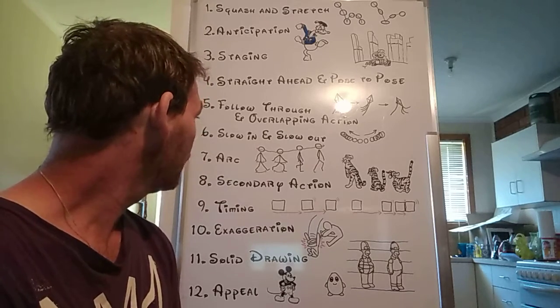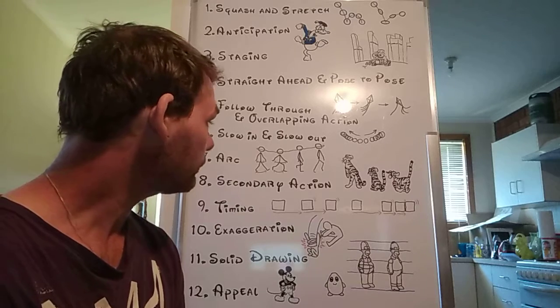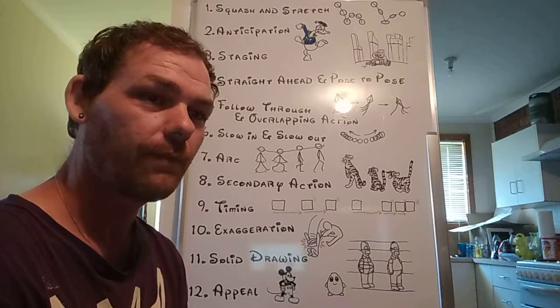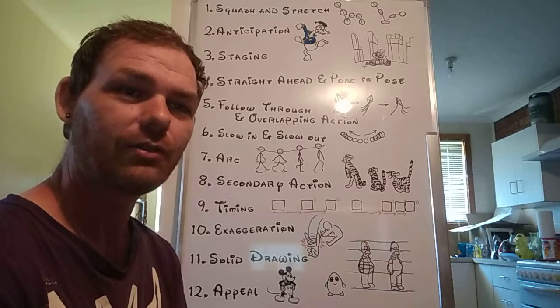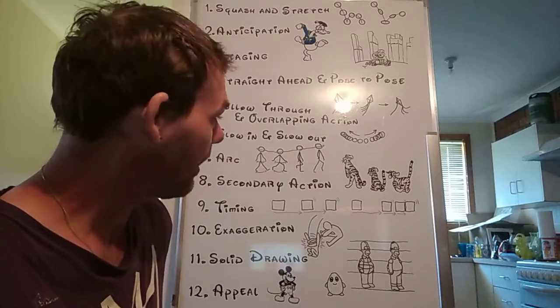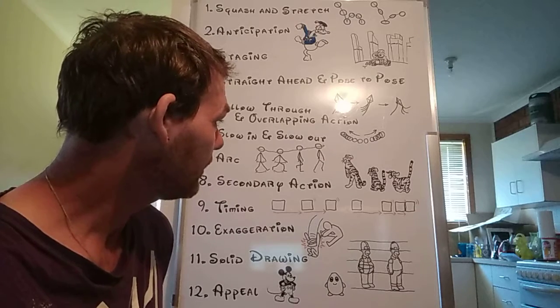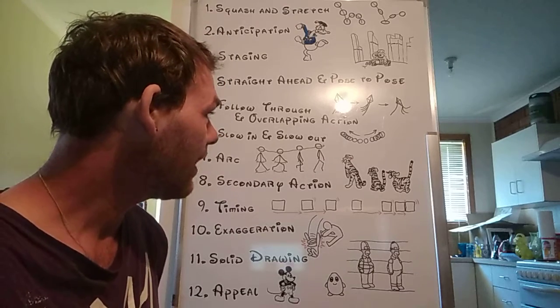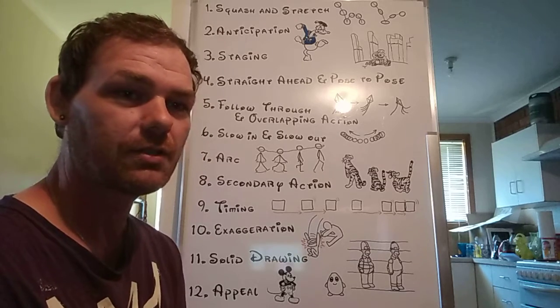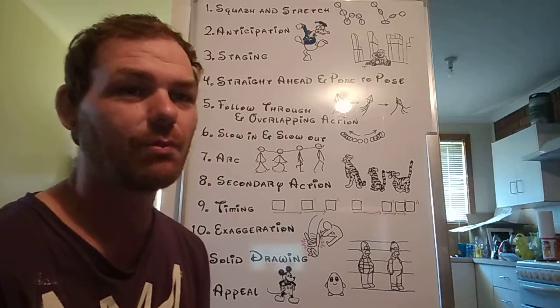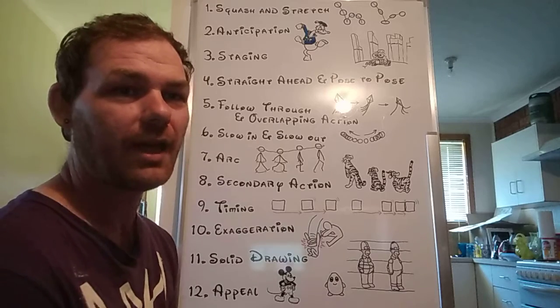The eighth example is secondary action, and this refers to when you have your main animation, such as your character doing a motion, like an action, and then you'd have other minor actions that complement that action, but you don't want to take the focus off your main action.